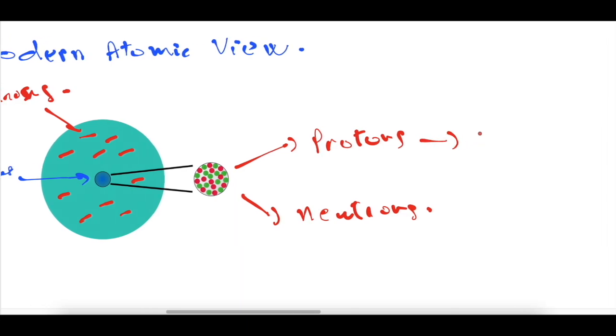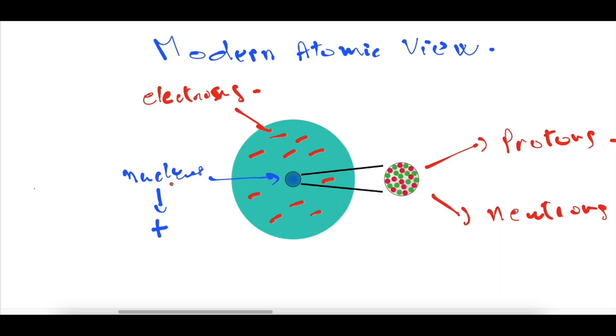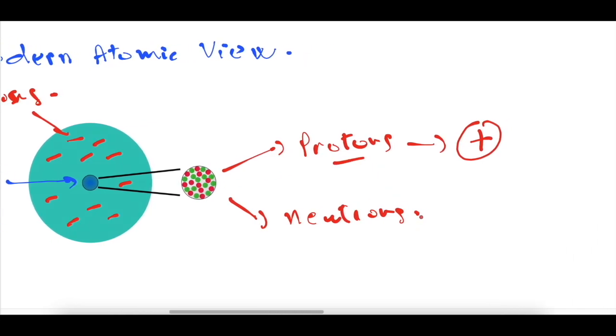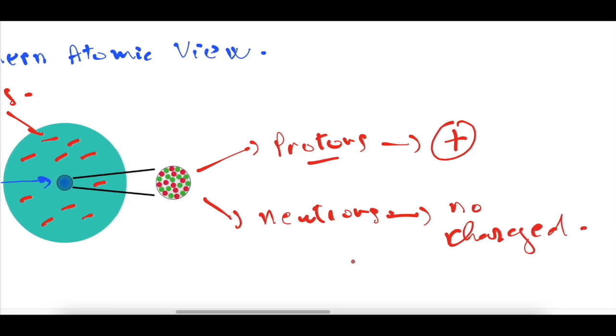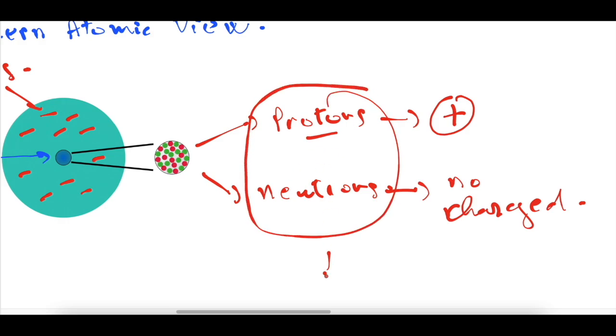The protons are the carriers of the positive charge. So, as we see here, the nucleus is positively charged. These positively charged particles come from the protons, while the neutrons, as the name implies, have no charge. They are not charged. So we can say that these subatomic particles, the protons and neutrons, account for almost all the mass of the atom.